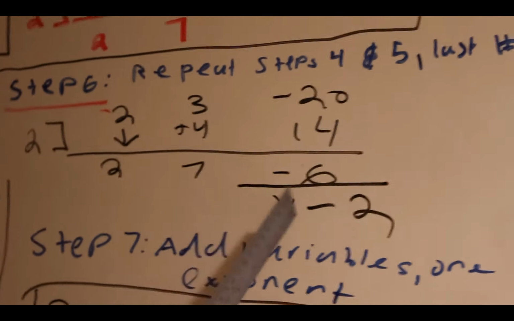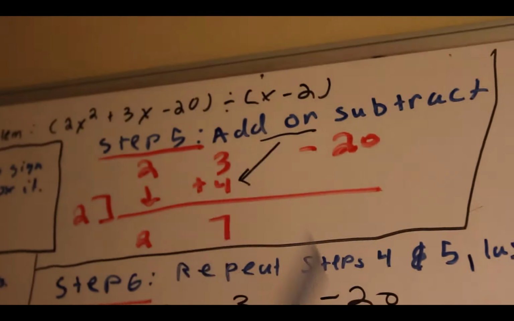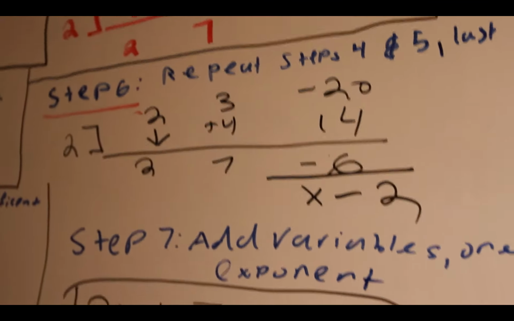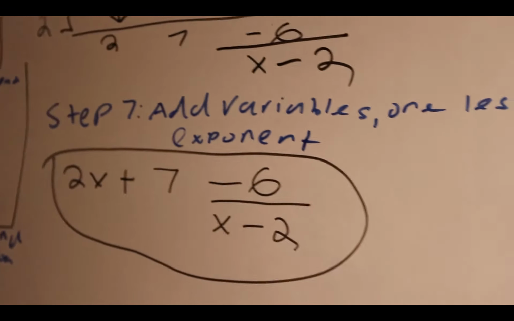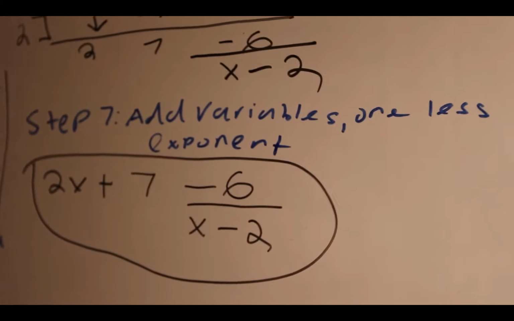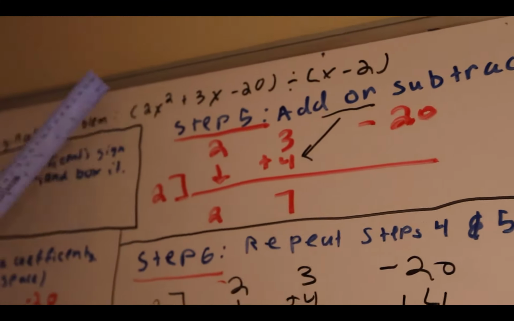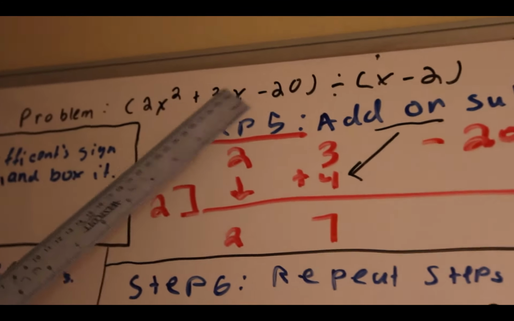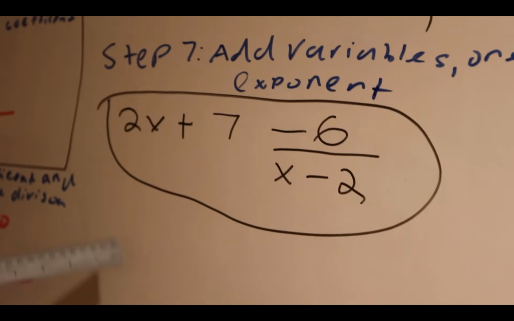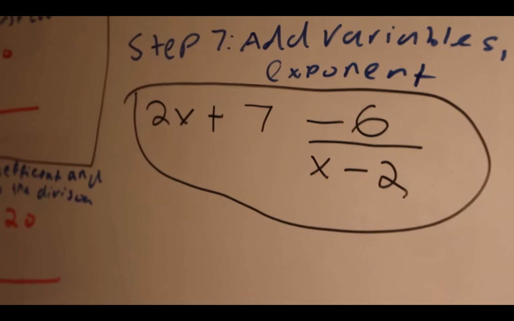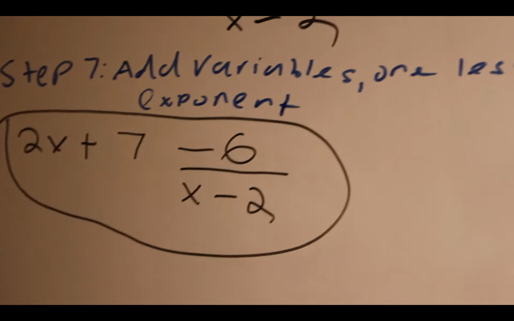And then whatever your last number is, you would put over your original divisor, so it'd be the remainder. So it'd be -6 over x minus 2. And then final step, step 7, you add your variables, and they're one less exponent. So if we go back to the original problem, we have our variables x squared, x, and no variable. So we'd go down, and since it's one less exponent, it would be 2x instead of 2x squared, plus 7, minus 6 over x minus 2. That's it.